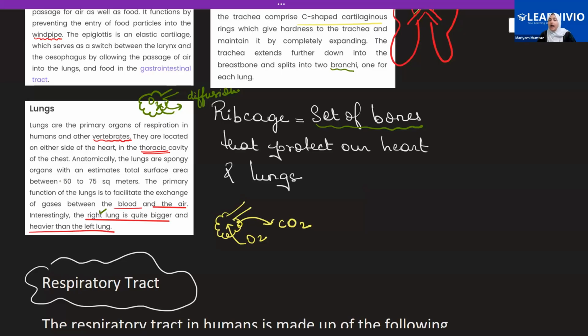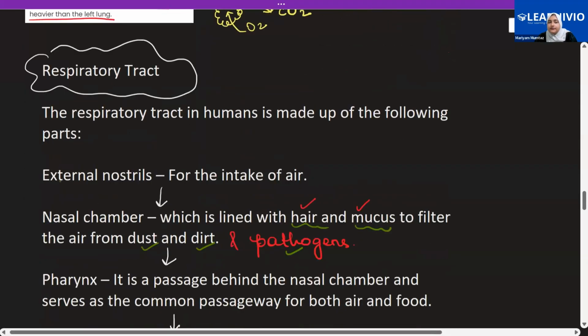Now remember, our heart and our lungs are protected by our ribs. The whole set of ribs that we have, we call the rib cage. So our rib cage is there in our body to protect our heart and our lungs.